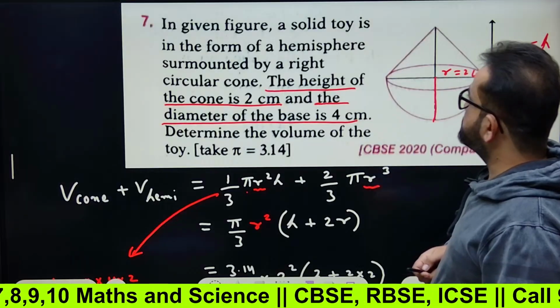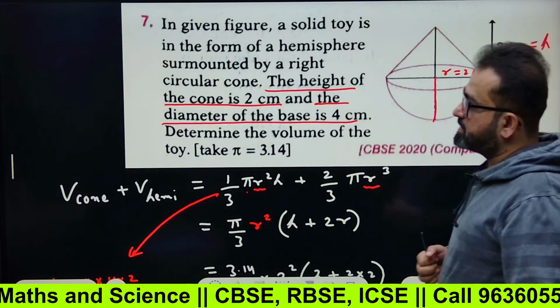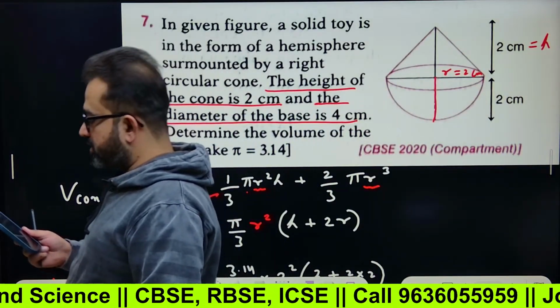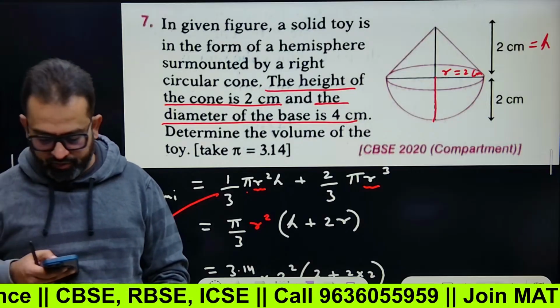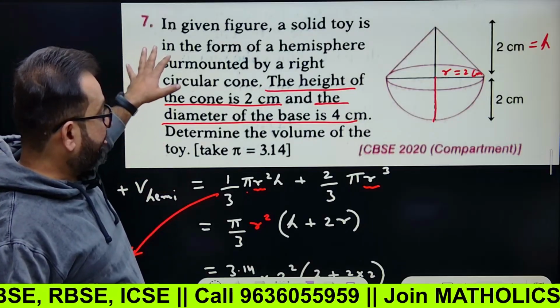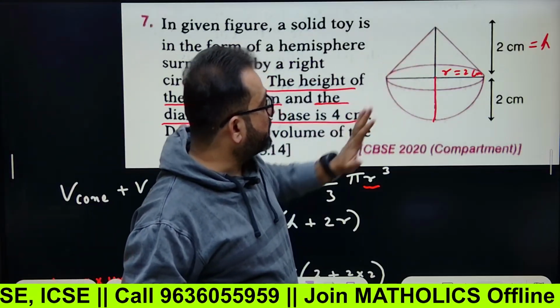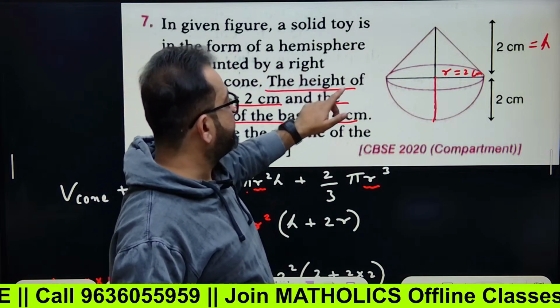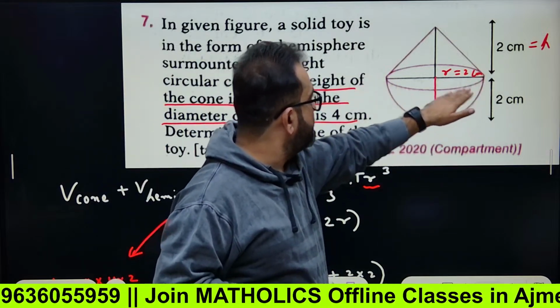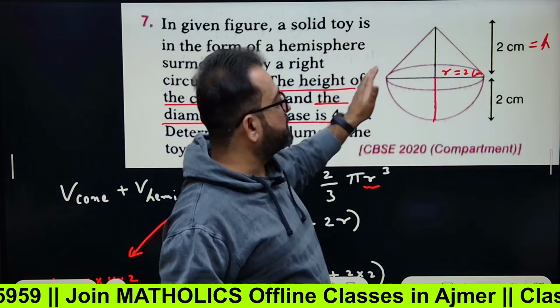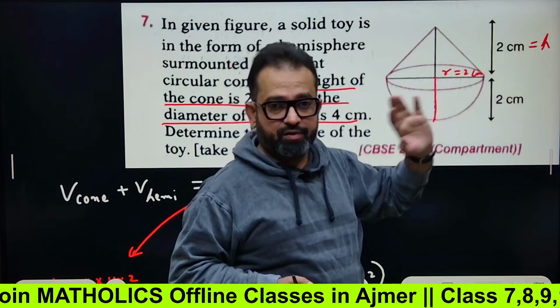In the given figure, a solid toy is in the form of a hemisphere surmounted by a right circular cone. What would that mean? This is a solid toy. It is in the form of a hemisphere, and it is surmounted by a right circular cone. The cone is above this hemisphere.